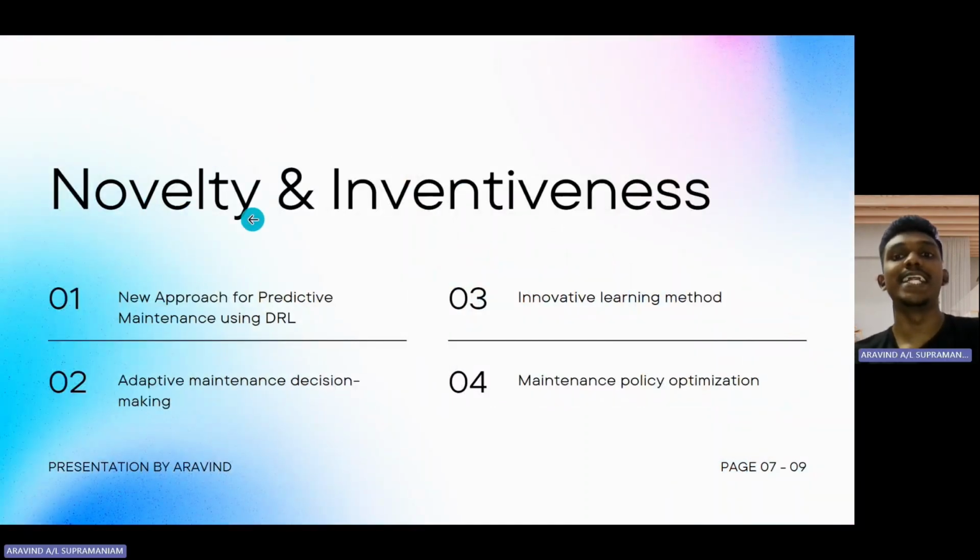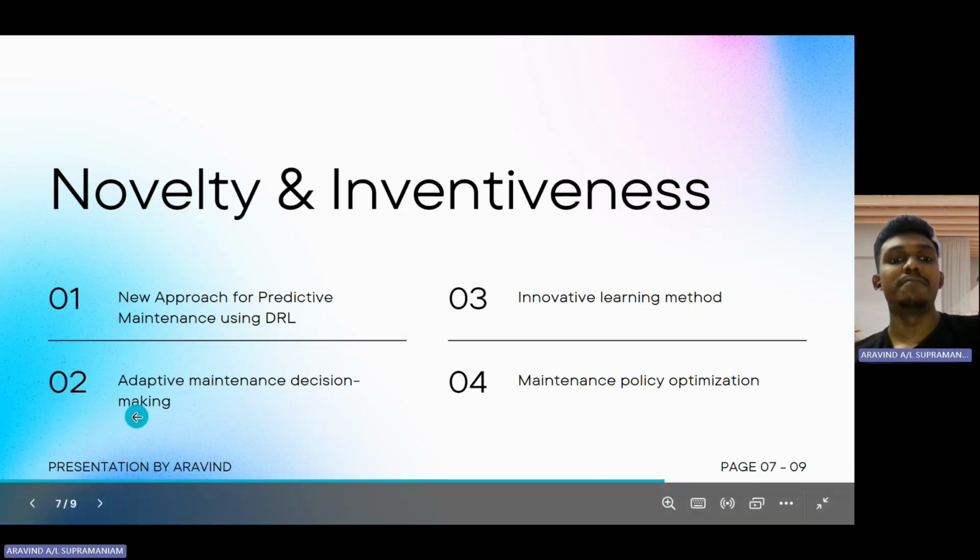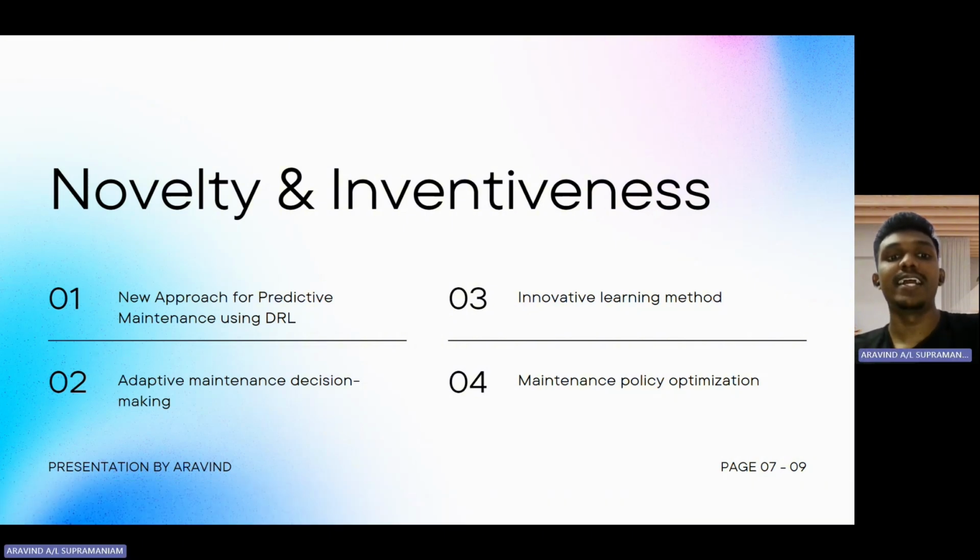So let us look at the novelty and inventiveness of this project. First, this is a new approach for predictive maintenance. Deep reinforcement learning is something new for predictive maintenance, where previously predictive maintenance was done by deep learning methods, supervised learning, and also data analytics methods such as anomaly detection techniques. Second, adaptive maintenance decision making. When new data arrives, deep reinforcement learning can adapt to the new changes and make the maintenance decision according to the new data and also considering the historical data.